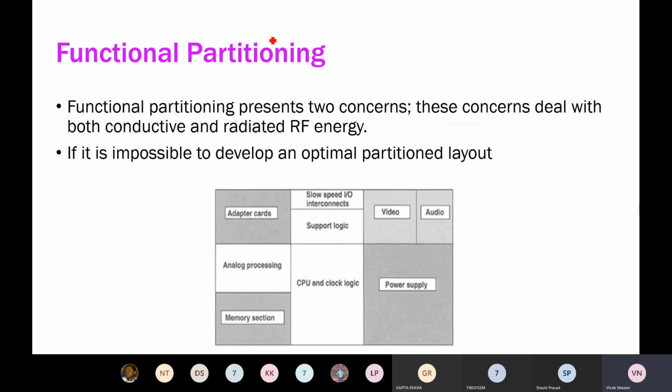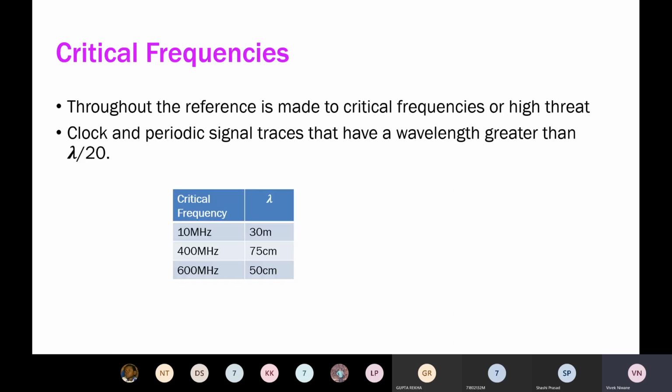Okay. Then functional partitioning, we can think about the adapter cards जो भी है, LAN है या फिर साउंड कार्ड है या फिर पोर्ट्स है, उनके कार्ड साथ में रखो. एनालॉग प्रोसेसिंग वाले कंपोनेंट साथ में रखो, मेमोरी सेक्शन साथ में रखो, स्लो आईओ स्पीड आईओ इंटरकनेक्ट साथ में रखो, सपोर्टिंग लॉजिक उसके एडजेसेंट रखो, सीपीयू एंड क्लॉक सिग्नल लॉजिक जो है वो साथ में रखो. So we are actually partitioning everything depending on the functioning.